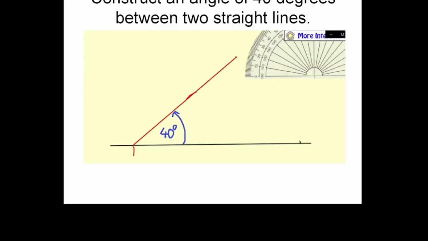The first part: construct an angle of 40 degrees between two straight lines. That tool in the top right is called a protractor, and you'll be using that to measure a rotation of 40 degrees and construct another line. So that's the first part of it there. That's a little image to show you what you're doing, and we'll go through that in more detail in just a moment.